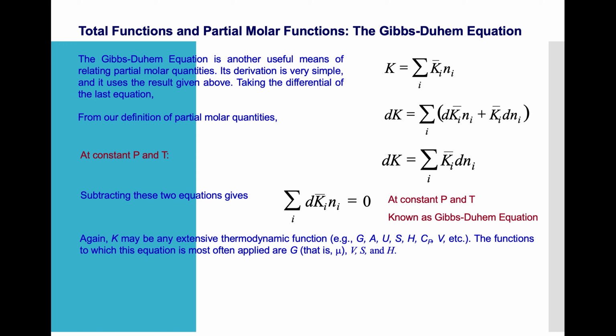This is very simple, because it is the summation of ni dKi equals 0, whereby this is how it relates the partial molar quantities. Again, K may be any extensive thermodynamic function, for example G, A, U, S, H, Cp, V, etc. The functions to which the equation is most often applied are G, that is mu, V, S, and H.